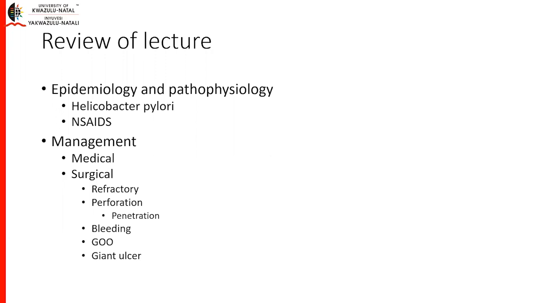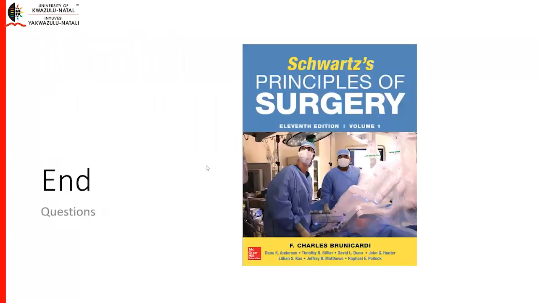We then spoke about medical therapy, we spoke about endoscopic therapy, and then we spoke about surgical therapy, which we noted is reserved for complications of peptic ulcer disease. Refractory, intractable, giant ulcer, I'll put those all together. We spoke about perforation and penetration. Penetration, one of the complications is bleeding. And lastly, we spoke about gastric outlet obstruction. So that actually brings us to the end of this lecture.